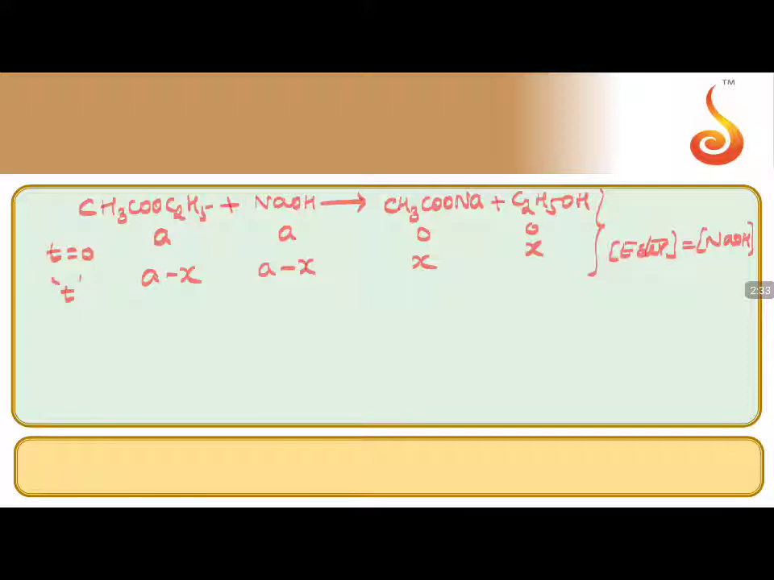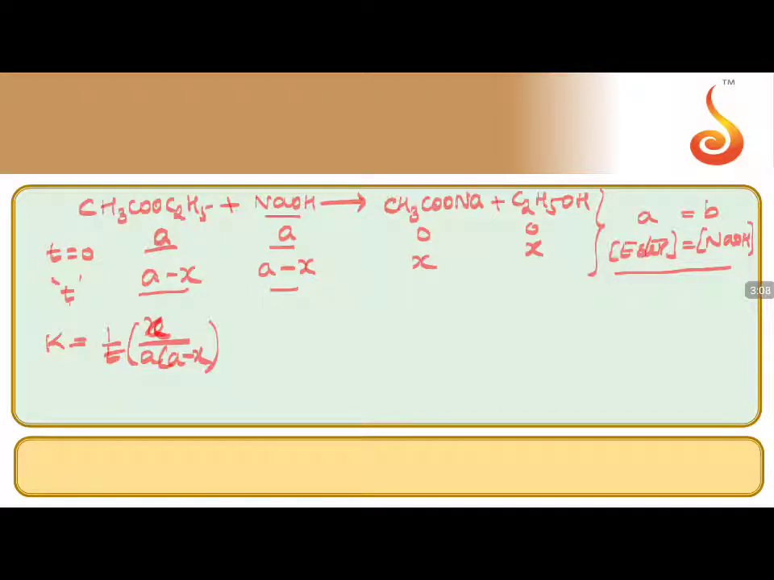Following this, we can say ester reacts with NaOH, forming sodium acetate and ethyl alcohol. Starting at t equal to 0, we have a and a. At time t, we have a minus x, a minus x. At any point of time, we can see the ester concentration is equal to NaOH. So I can say a is equal to b. Whenever a is equal to b, we can go with the simple formula. That formula is k is equal to 1 by t into x by a into a minus x. It's an easy formula.